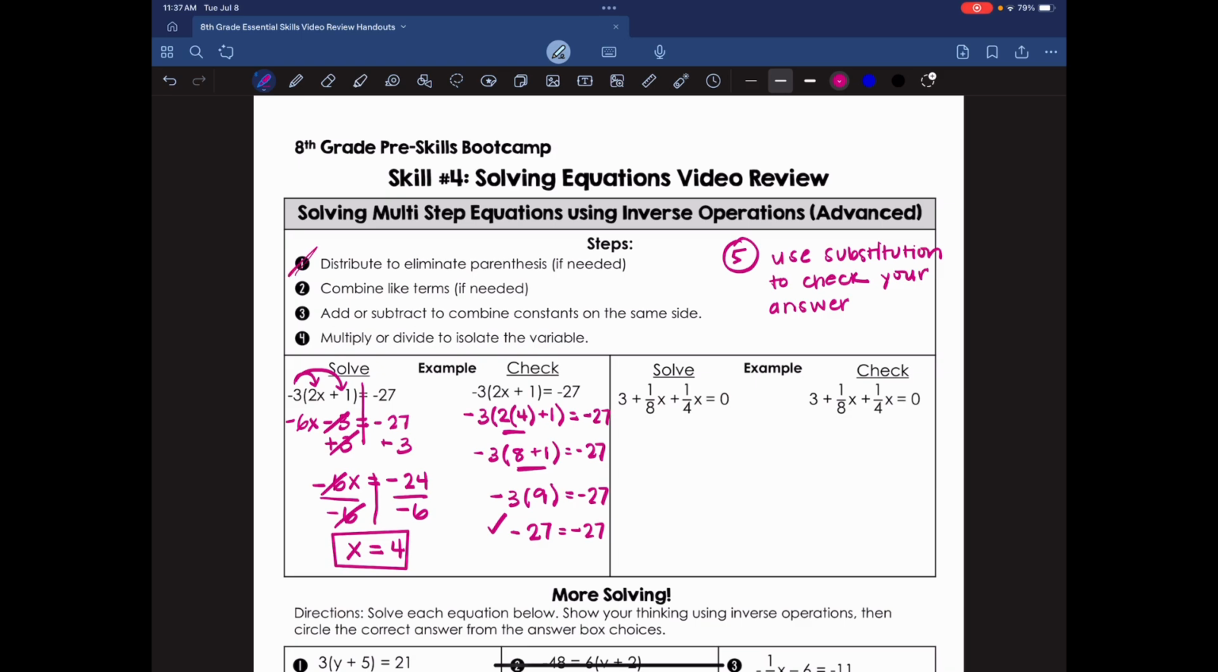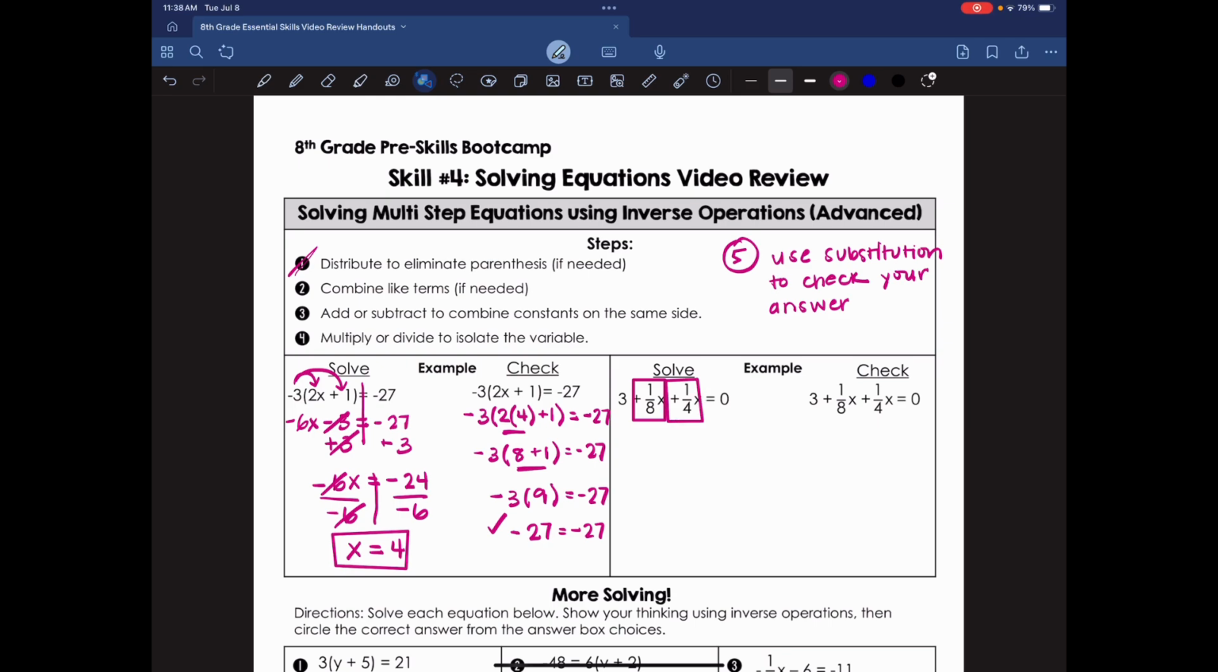Next, we're going to combine like terms. So I can see that I have like terms on the left side of my equation. It's the 1/8 x and the 1/4 x. And in fact, not only do I have like terms, but these like terms are fractions. So I'm going to box these in just so we can make sure we're looking at the same thing.